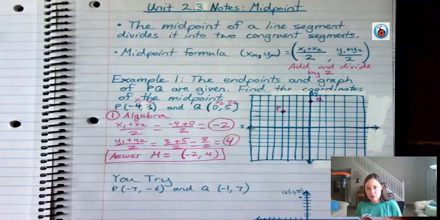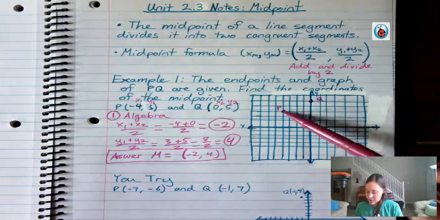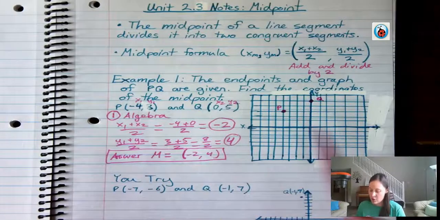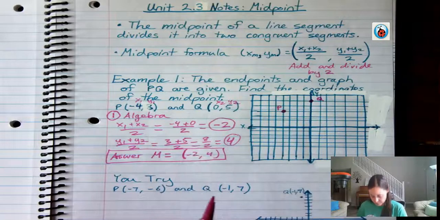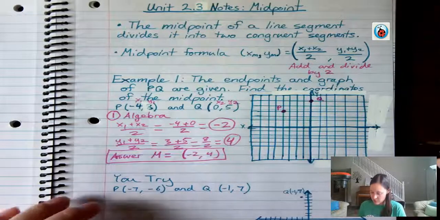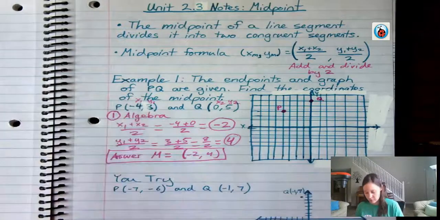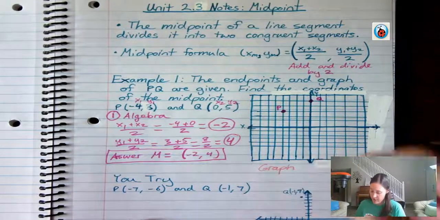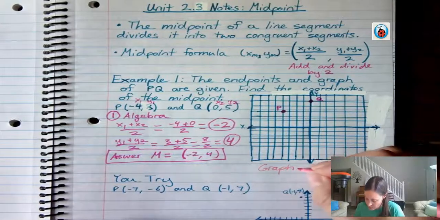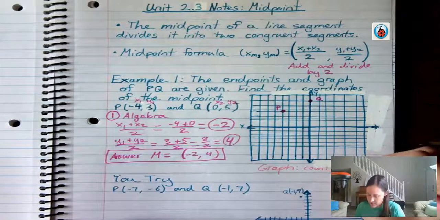Okay, the other way, and you can choose which way is better. Sometimes one or the other is easier because sometimes they give us the graph and don't give us the points, or sometimes they give us the points and there's no graph there, so we want to use algebra. But for the graph method, I'm going to switch colors for you. On the graph, I'm just going to count and find the exact middle.